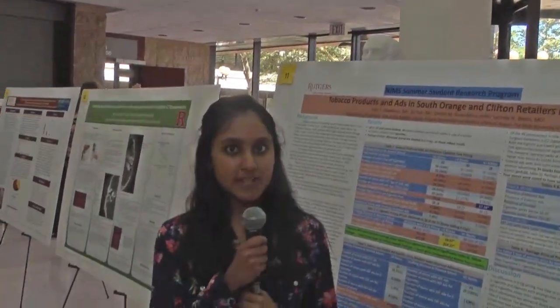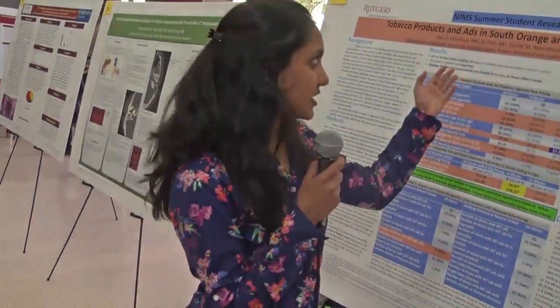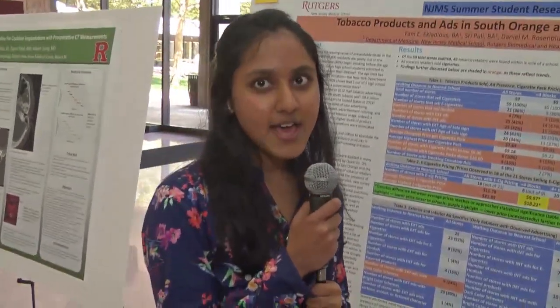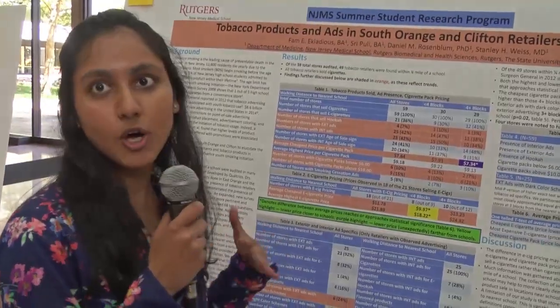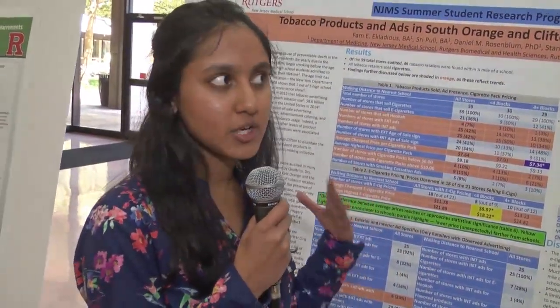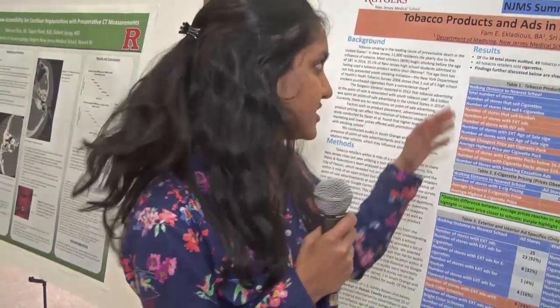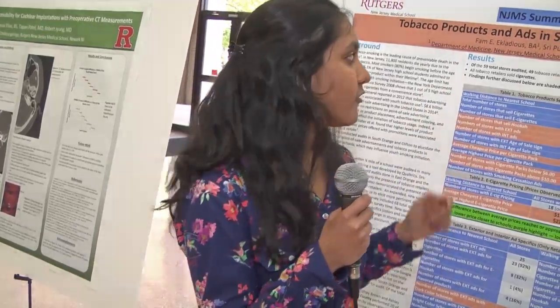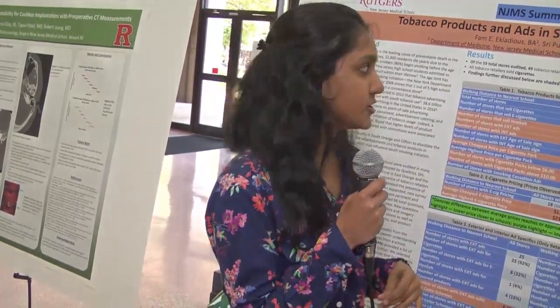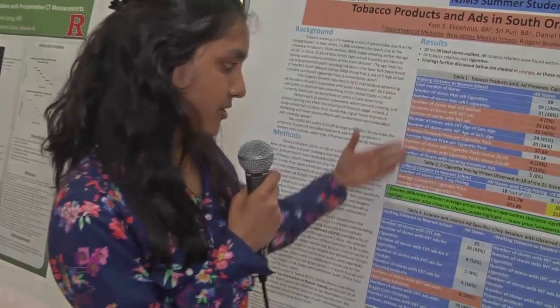So in total, we went to 63 stores in the cities of South Orange and Clifton, and we did an observational survey. So everything we did was things that we saw within the store. So we didn't speak to anyone, we didn't question anyone. And of the 63 stores that we went to, 59 were open, and of those, 49 were within a quarter mile of a school. And we have the data presented here.